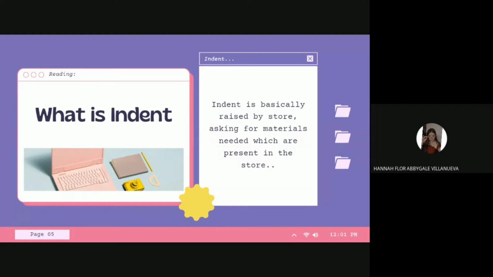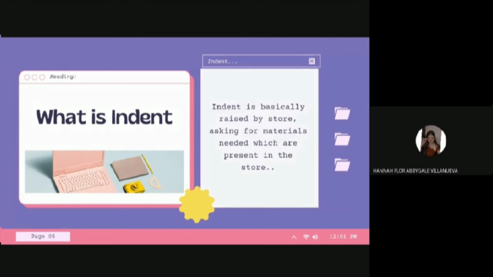What is an indent? An indent is basically raised by stores asking for materials needed which are present in the store. It is basically a letter raised by employees of an institute asking for materials needed which are present in the store. After an indent is raised, it is sent to an authorized approver.